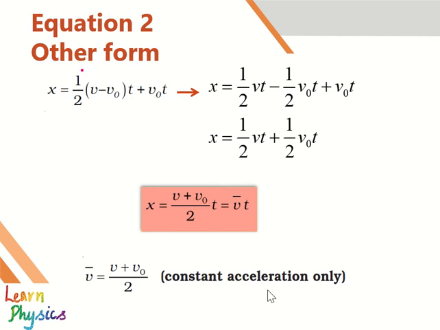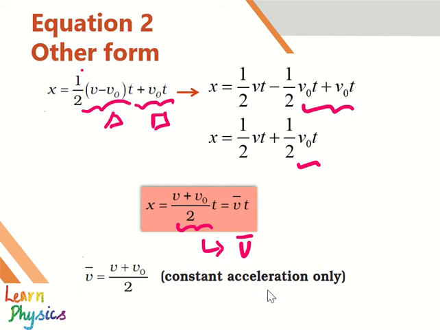Now equation 2 has another form. Just start with this equation. This is the area of the triangle and this is the area of the rectangle. Now I am just going to expand this one as half v t minus half v0 t plus the third term. If you simplify these two, you will get this term here. And if you observe, we can get x equals (v plus v0) by 2 times t. This is called the average velocity, v bar. So v bar is (v plus v0) by 2. And this average velocity you can find for constant accelerations only.